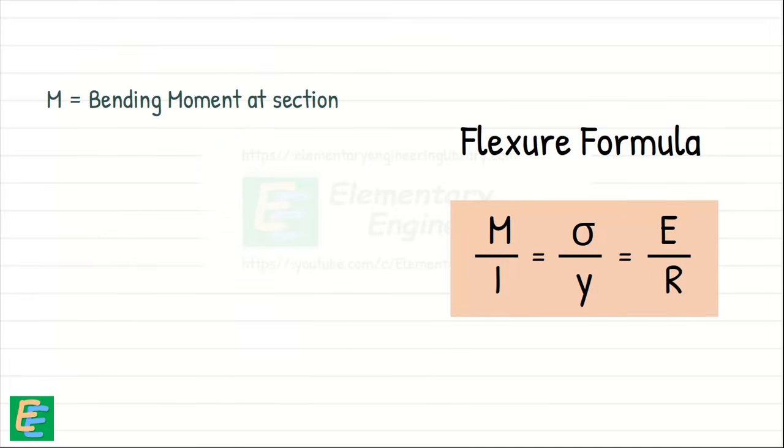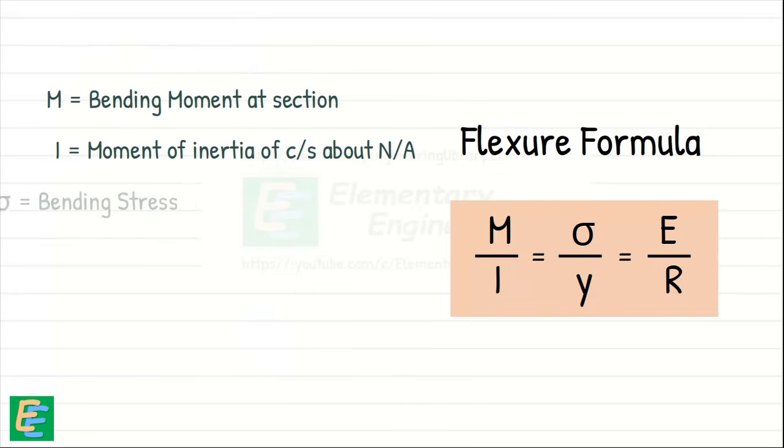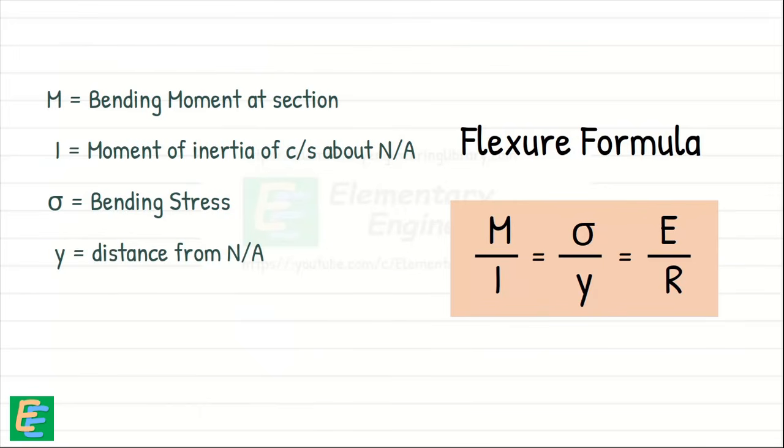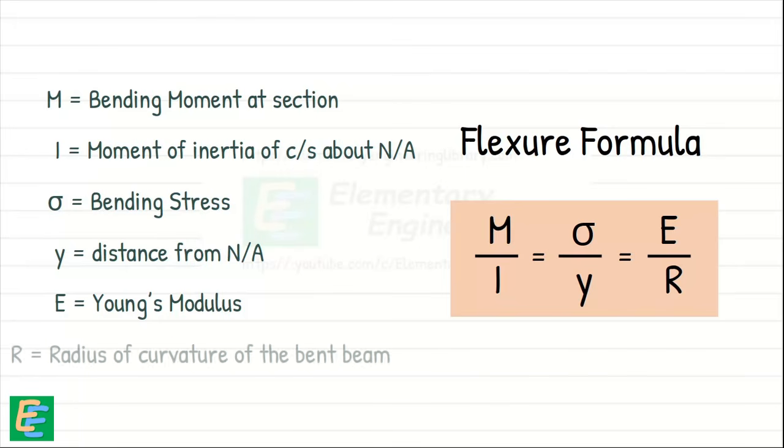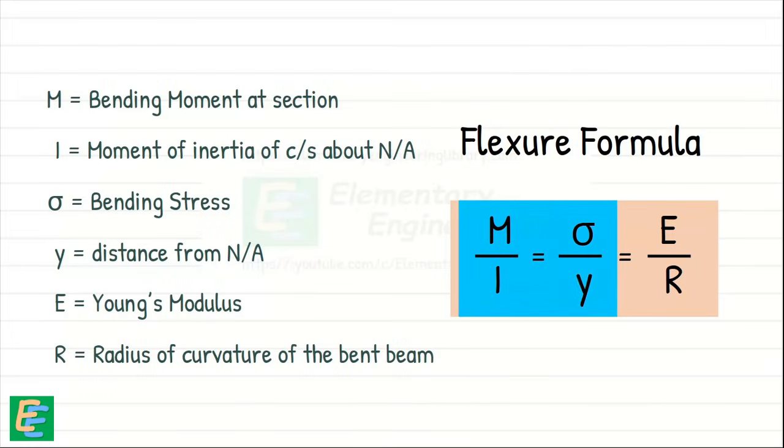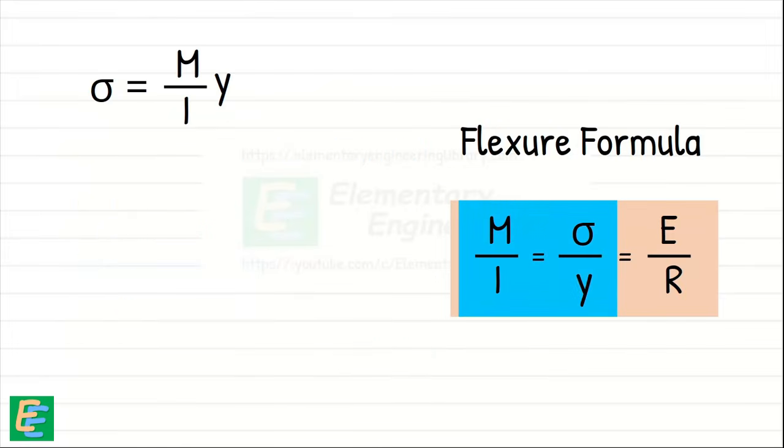Here M is the bending moment at the section. I is the moment of inertia of the cross section about the neutral axis. Sigma is the bending stress at a distance y from the neutral axis. E is the Young's modulus of the material, and R is the radius of curvature of the bent beam. From the first part of this equation, we obtain the commonly used form of the Flexure formula.